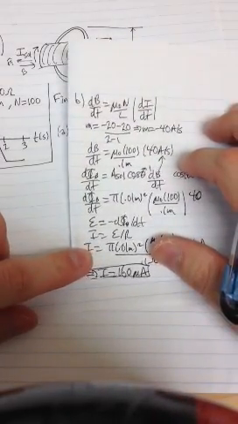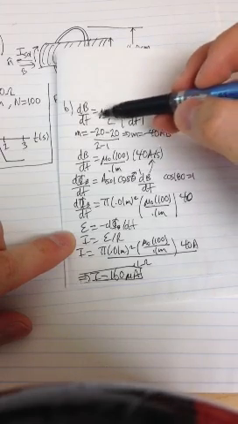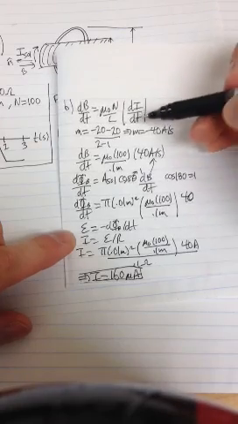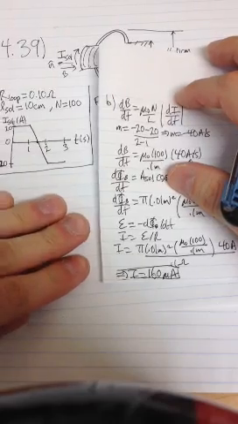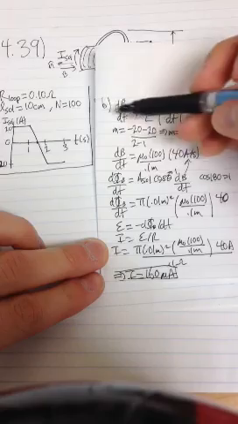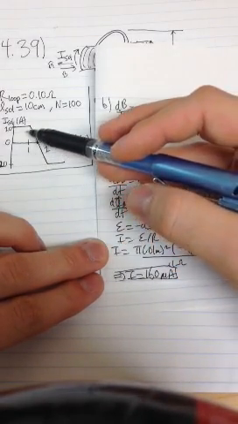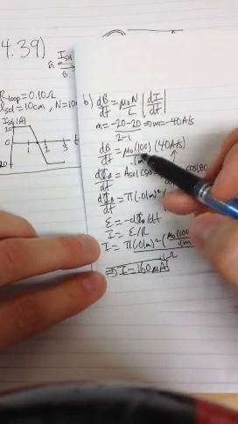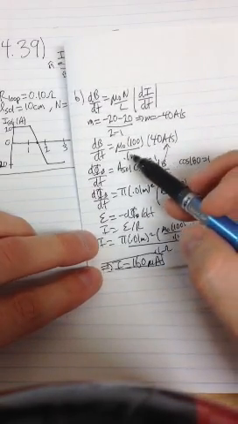For part B, they want it at 1.5 seconds. So you go through the same process, and you end up with this, the mu naught N over L times di over dt. And to find di over dt, it's just the slope of this graph, the current of the solenoid at 1.5 seconds. So you just find the slope. They give you that at 2 seconds it's minus 20, and at 1 second it's positive 20. So you get negative 40 for the slope. And then plug that into dB over dt, and this is what you get.